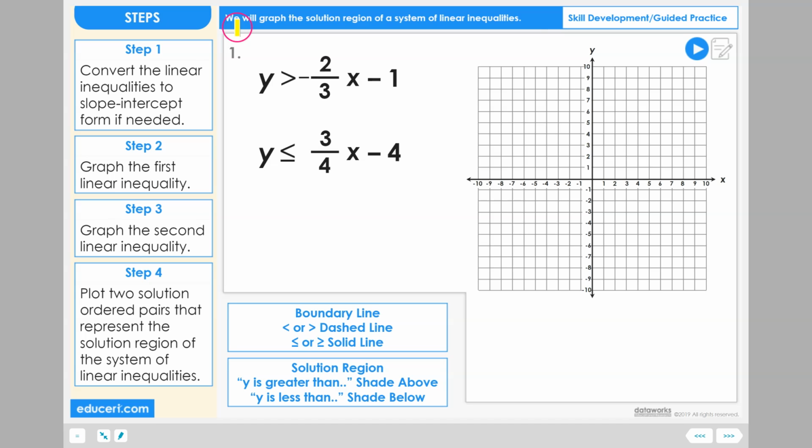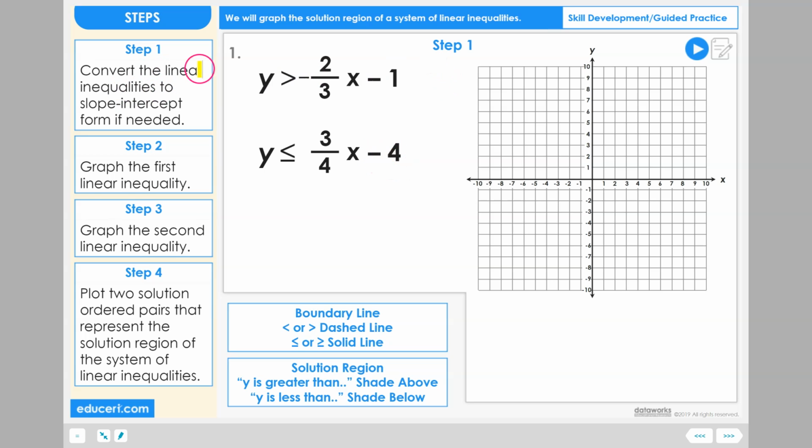Let's graph the solution region of a system of linear inequalities. Number 1. y is greater than negative 2 over 3x minus 1, and y is less than or equal to positive 3 over 4x minus 4.